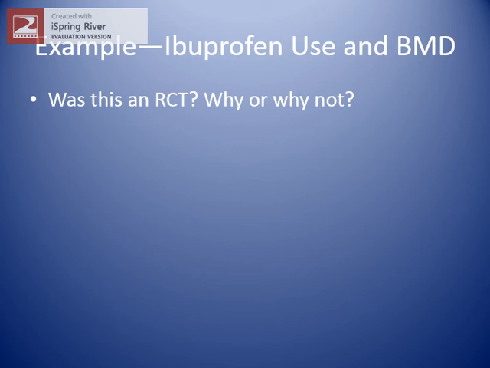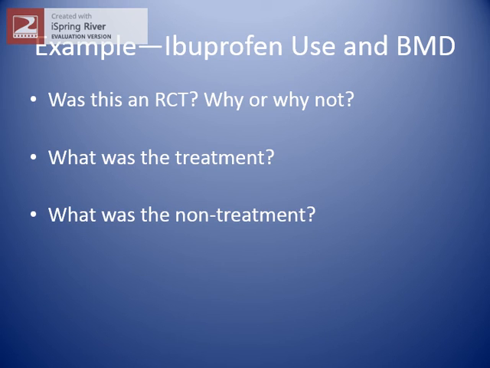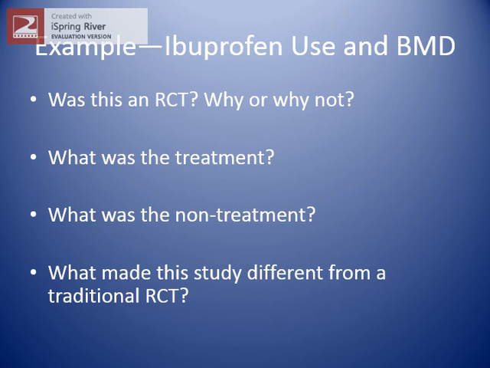But there was randomization, and then there was blinding. The participants didn't know what they were taking. So what was the treatment? It was the ibuprofen timing. The non-treatment was obviously the placebo. But here's a question I want you to think about. What made this study different from a more traditional randomized control trial?